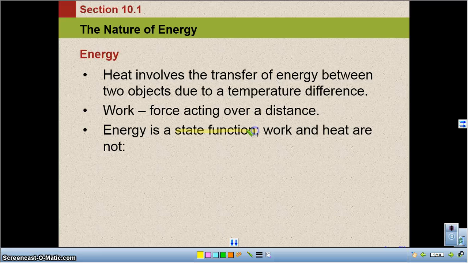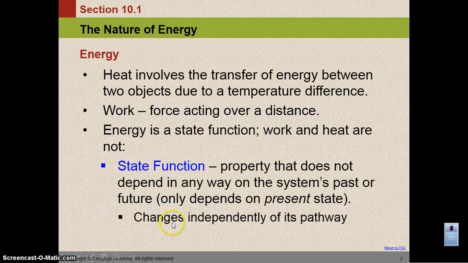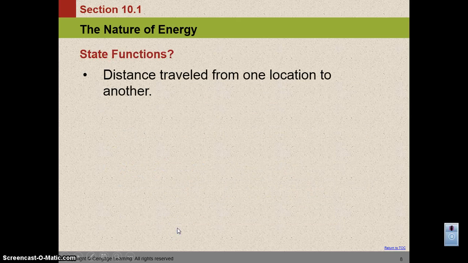And a state function we're going to get into. Work and heat are not examples of a state function. So let's look at what a state function is by definition. A state function says that the property does not depend in any way on the system's past or future. It only depends on the present state. It is a property of energy, and it changes independently of its pathway. And I know that's just by definition, so let's take a look and try to make sense of what a state function actually is. So, state functions.